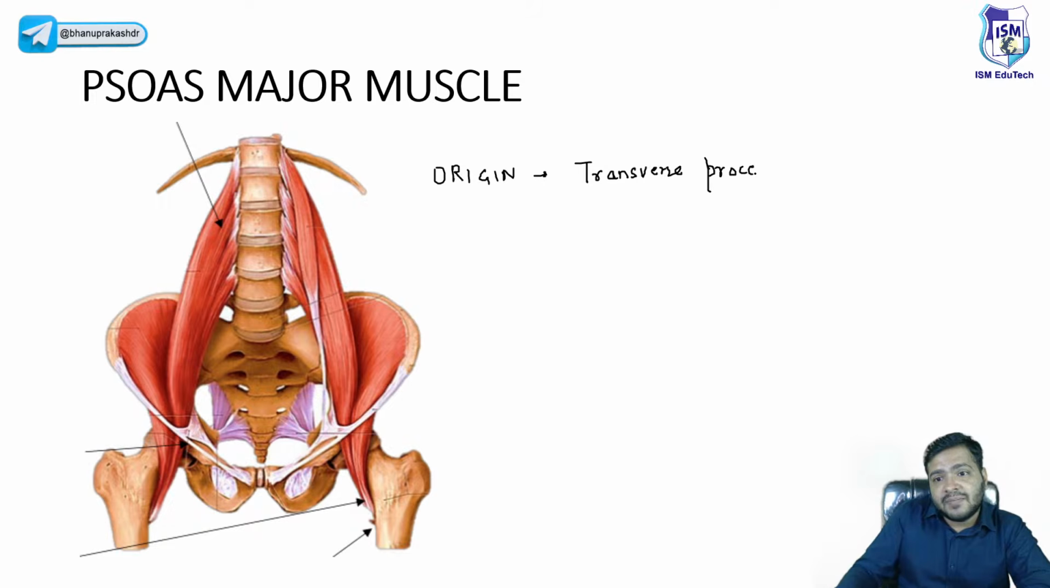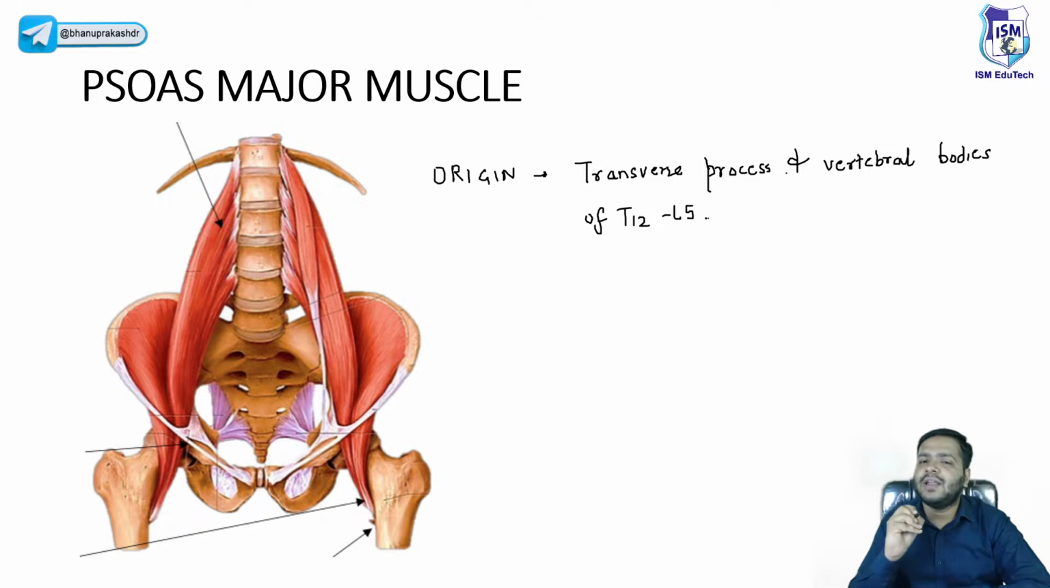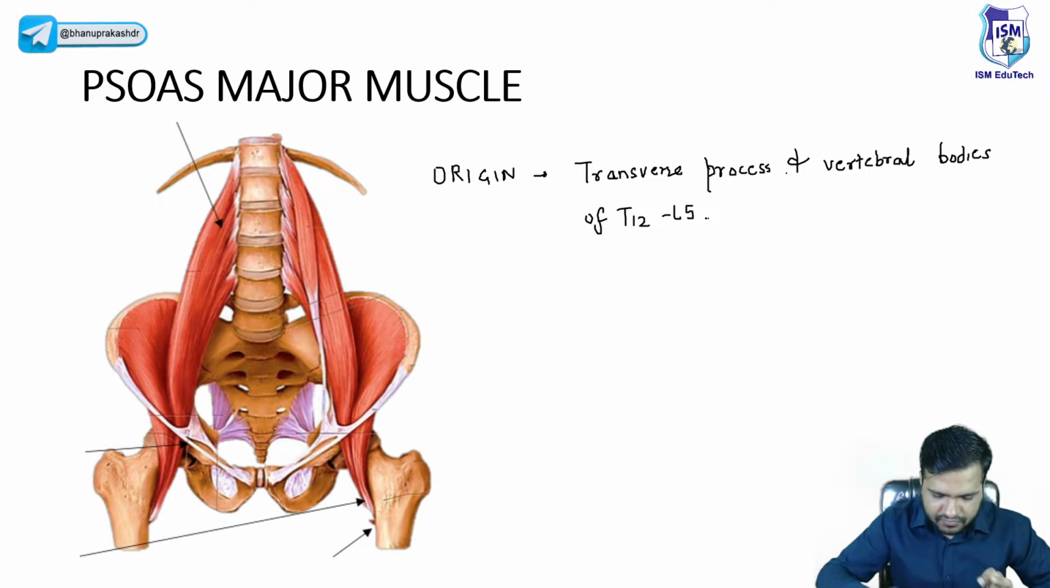I have just told you about the transverse process, and the vertebral bodies of T12 to L5: T12, L1, L2, L3, L4, L5. It is moving inferiorly and laterally, running deep to the inguinal ligament.